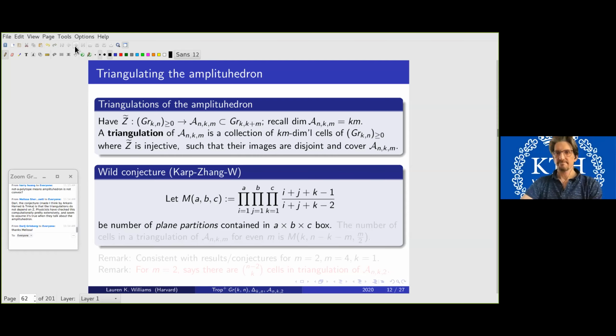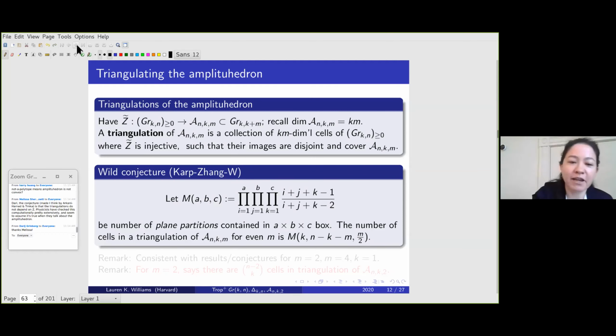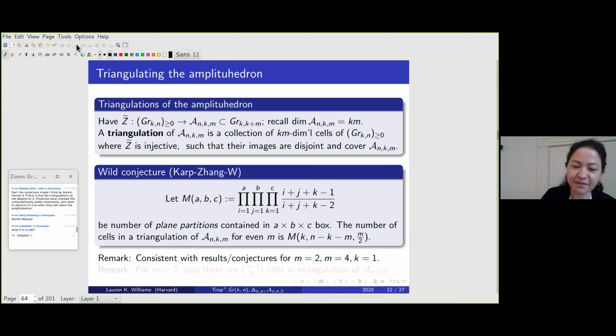Yeah. Okay, so this wild conjecture. So let's first define M(a, b, c) to be the number of plane partitions contained in an a by b by c box, which is this product formula. And so what we conjectured is that the number of cells in a triangulation of the amplituhedron A_{n,k,m} for even m is M(k, n-k-m, m/2). So we're saying that the number of cells in a triangulation is equal to the number of plane partitions contained in an appropriate box. And I say the conjecture is wild because it's based on really not very much evidence, but it is consistent with all of the known results or conjectures made for the case m=2, m=4, and k=1.